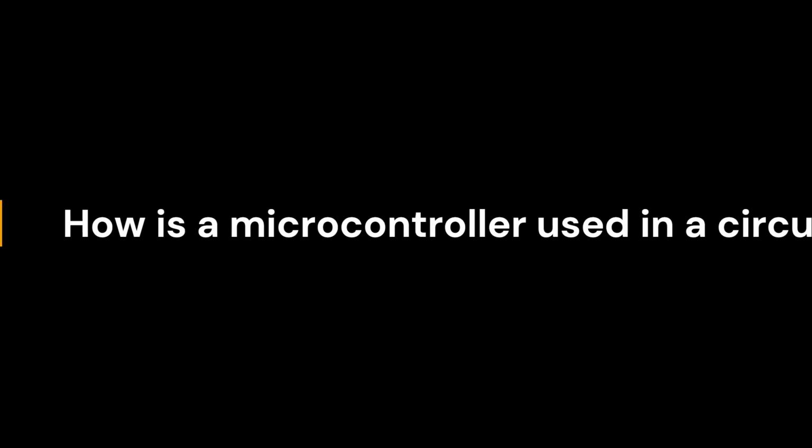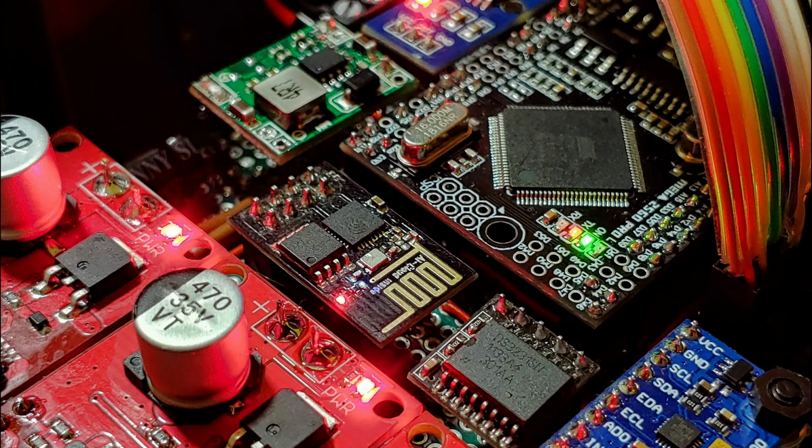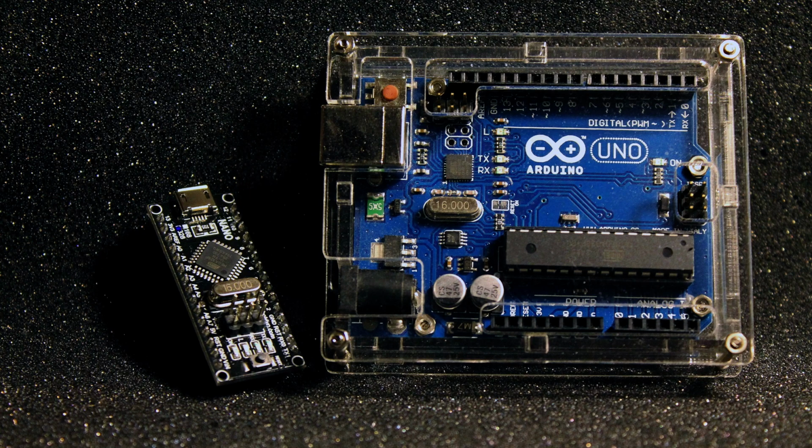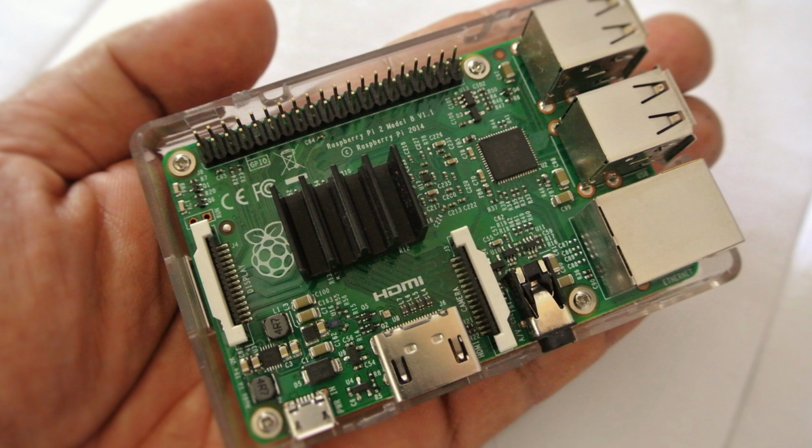How is a microcontroller used in a circuit? A microcontroller is a small computer on a chip that can be used to control various functions in a circuit. It can be programmed to perform specific tasks, such as controlling the speed of a motor or monitoring sensor data.